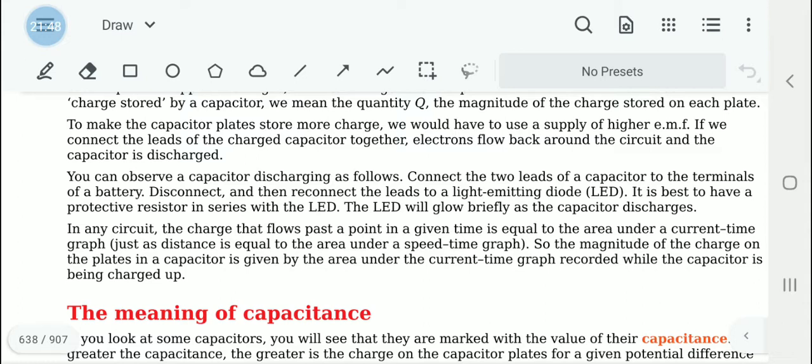Leave a line and write. In a current time graph, the magnitude of the charge stored on the plates in a capacitor is given by the area under the graph.